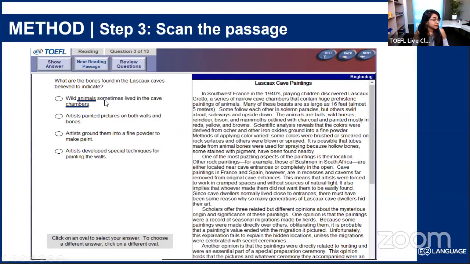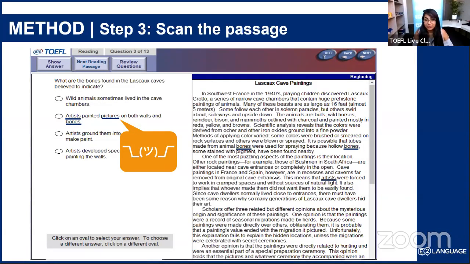Keywords, animals and chambers. Have chambers up there. How about artists? Artists, pictures, and bones. Lots of S's there. Everything plural. There's artists, bones, pictures. Can't really find it. You won't have a lot of time. So if you can't find certain words, don't spend too much time on them. Just keep going. We found that.